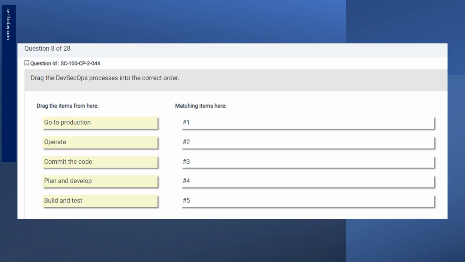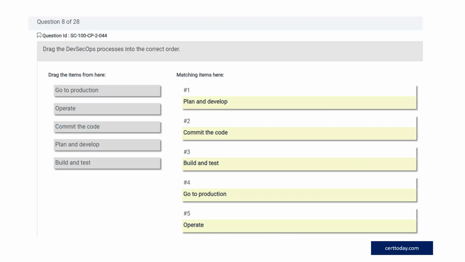Drag the DevSecOps process into the correct order. The correct order is as follows. 1. Plan and develop. 2. Commit the code. 3. Build and test. 4. Go to production. And 5. Operate.